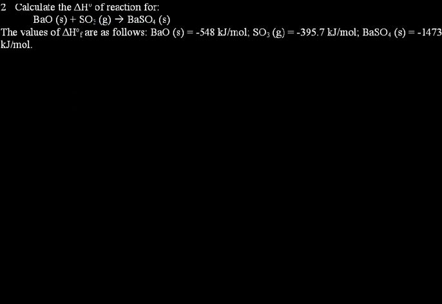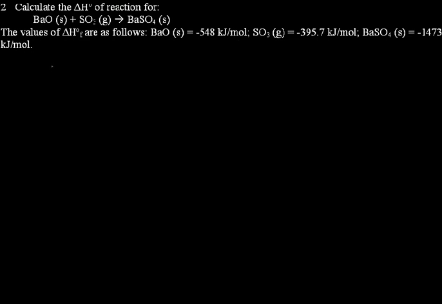We're looking at number 2 here, and we're trying to figure out the delta H for this reaction. We've got barium oxide combining with sulfur trioxide to form barium sulfate. And here we're given our values for delta H naught. If this problem didn't give them to us, we'd be able to look them up in our reference guide with our tables of delta H's.